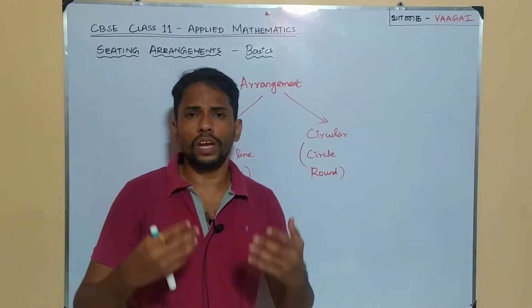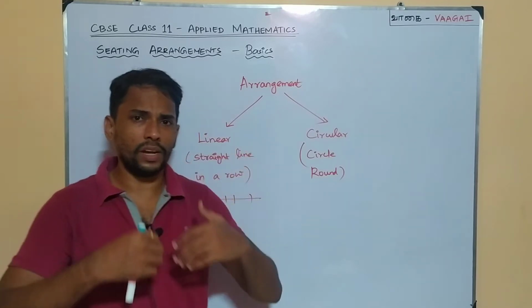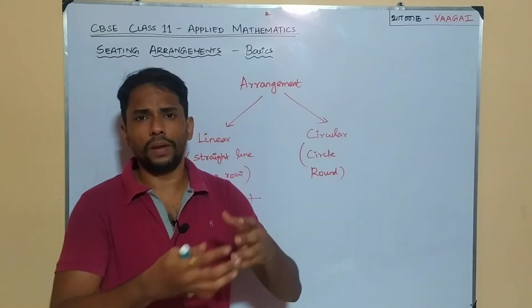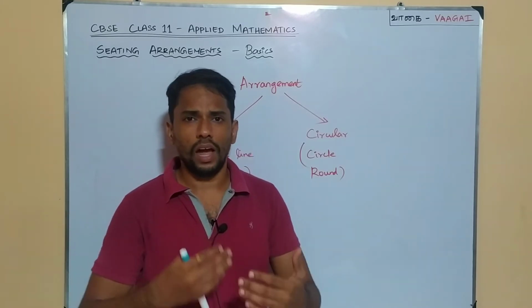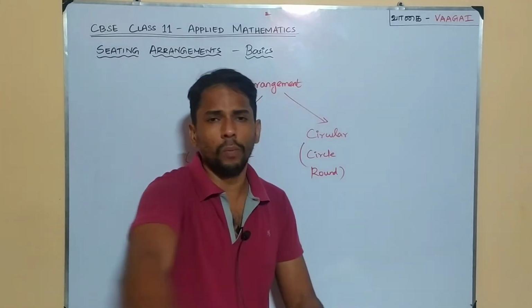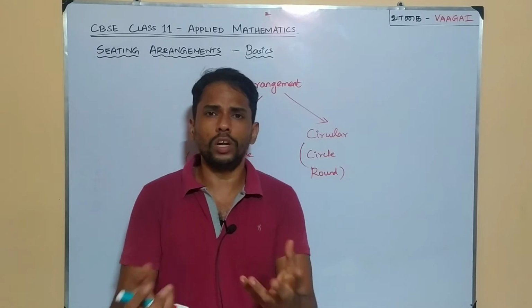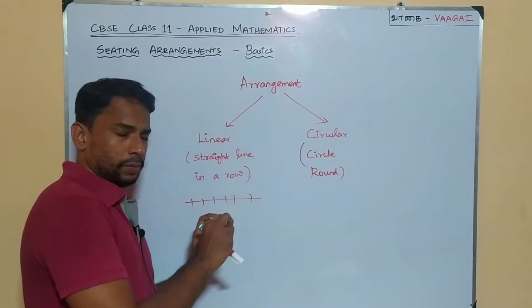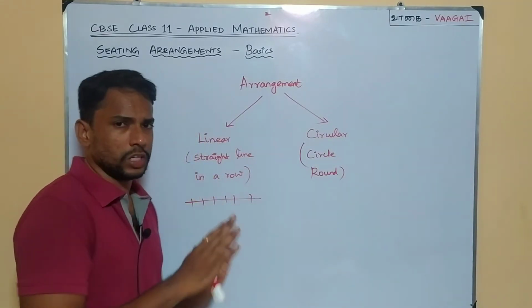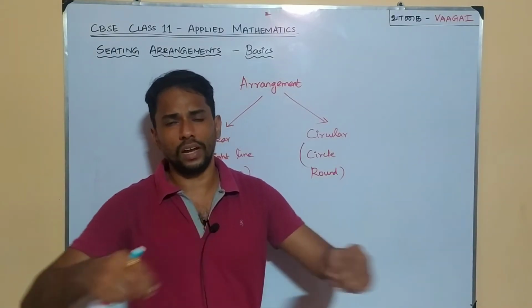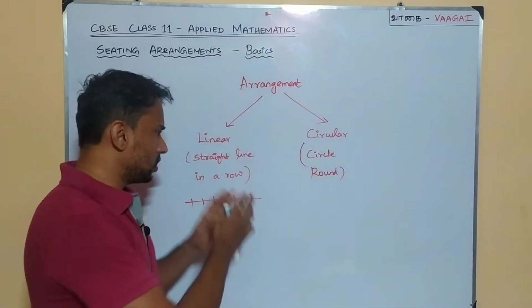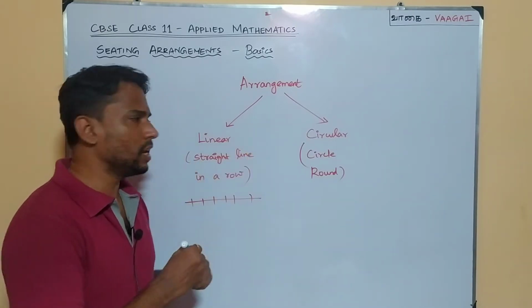You can also consider a meeting, with a dais and a speaker, and in front of the speaker a few people sitting in a row. This is also an example. These are all examples of linear arrangement. Wherever you see people sitting or standing in a row, in those kinds of situations we talk about linear arrangement.